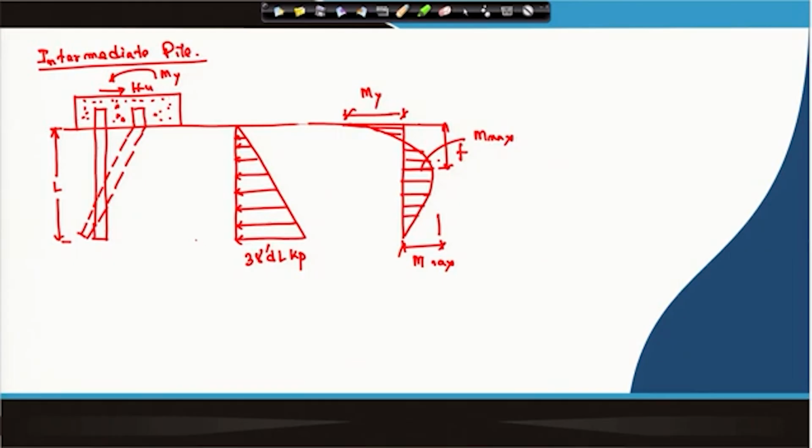Now, if I take one reaction force F at the tip of the pile, because here the tip is moving, because the pile is rotating very close to the tip of the pile. So, now I can write in case of intermediate.